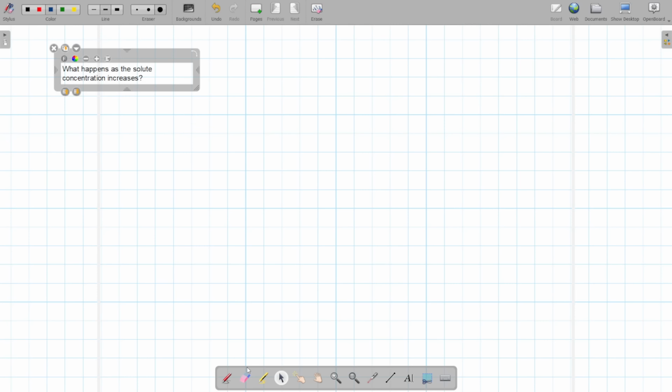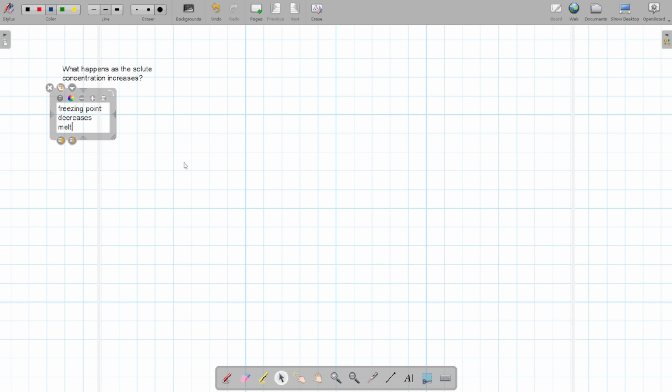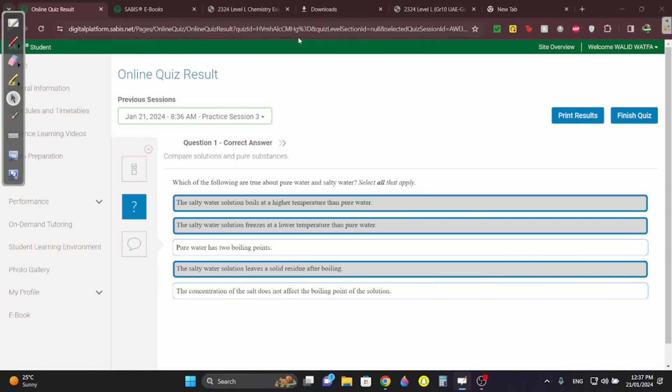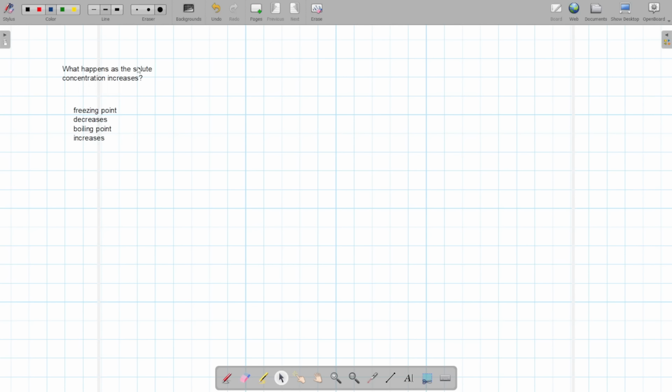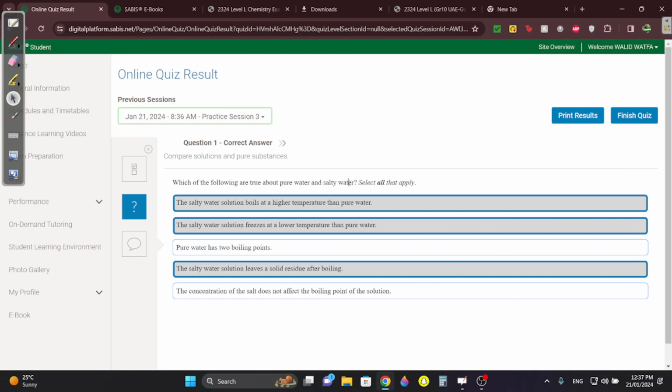The answer was, if I'm correct, the freezing point decreases and the melting and boiling point increase. These two choices. So what I'm trying to tell you is, for a pure substance like water, the melting point and the boiling point are fixed. It freezes at 0 degrees Celsius and boils at 100 degrees Celsius. These are constant. However, if you have something like salty water, which is a solution, salt is the solute. Solute is the thing you add to the mixture. So if I say salty water, salt is the solute.